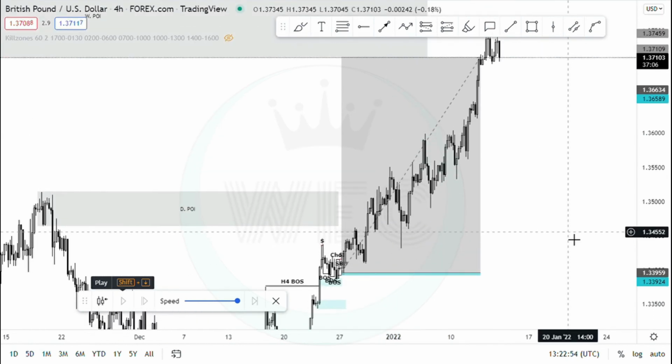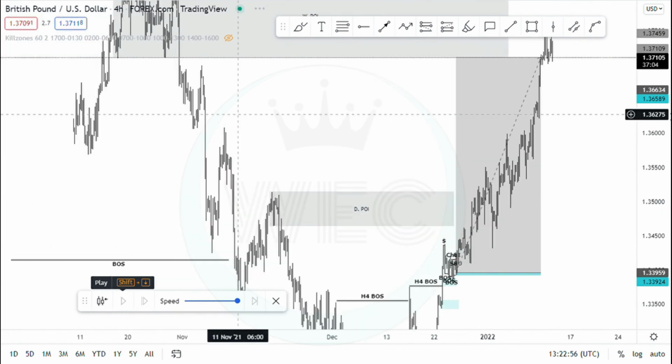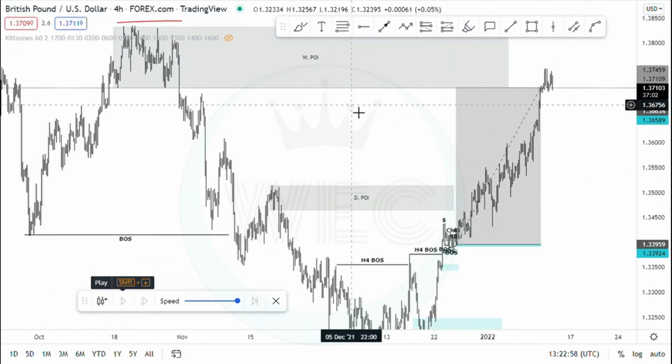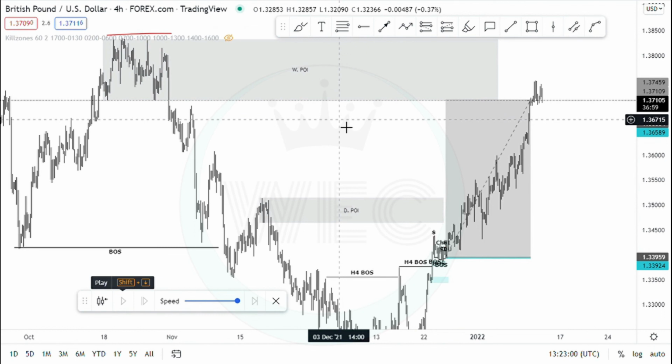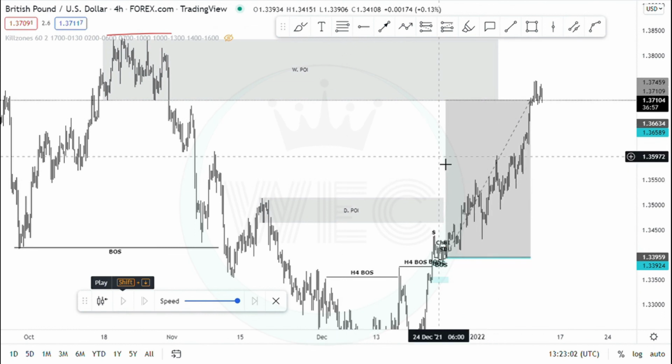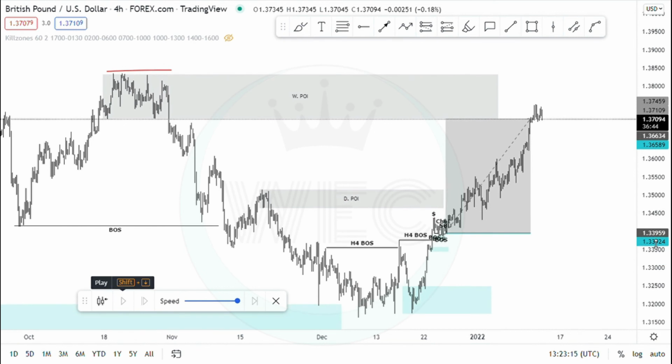So yeah, that's the whole idea, the whole process that I went through into getting this trade up and running. So I'm going to show my MT4 entry on the left side of the screen. So yeah, this is the end of the video.